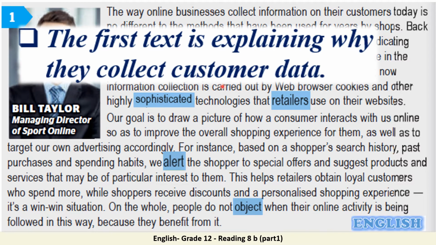Excellent. It's about explaining why those websites are very keen on collecting data about you and me, about customers. Their goal is to draw a picture of how consumers, me and you, interact with their online websites. Why? To improve the overall shopping experience for them, as well as to target their own advertising accordingly. That's it. Great. Let's move onward to text number 2.